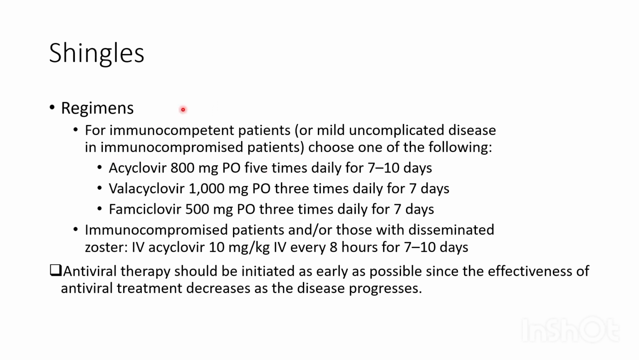Regimens. For immunocompetent patients or mild uncomplicated disease in immunocompromised patients, choose one of the following: acyclovir, valacyclovir, famciclovir. You can note down doses by pausing the slide or video. For immunocompromised patients and those with disseminated zoster: IV acyclovir 10 mg per kg IV every 8 hours for 7 to 10 days. Antiviral therapy should be initiated as early as possible since the effectiveness of antiviral treatment decreases as the disease progresses.